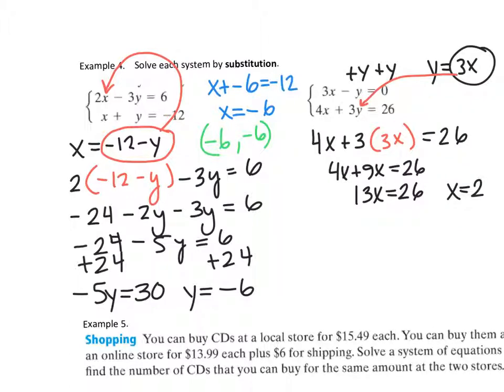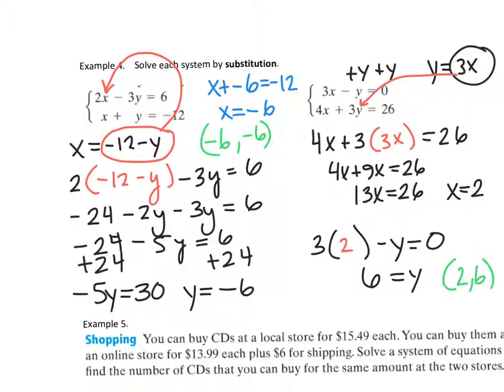Once I have x equals 2, you can plug it back into either one of these. I'm going to plug it into this one. I think that would be easier again. So it's going to be 3 times 2 minus y equals 0. 6 equals y. So my ordered pair is going to be 2, 6.